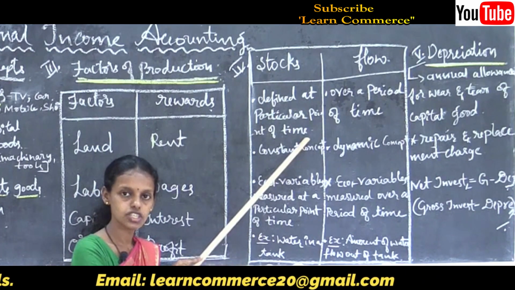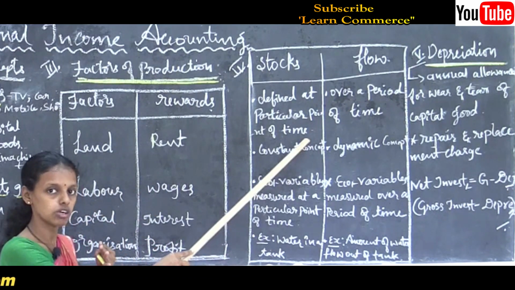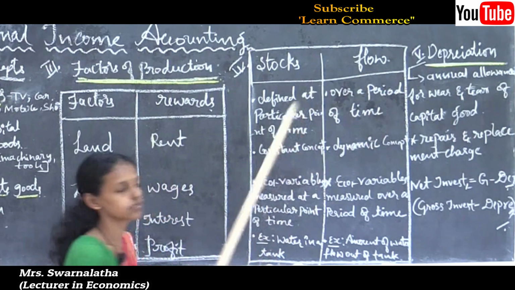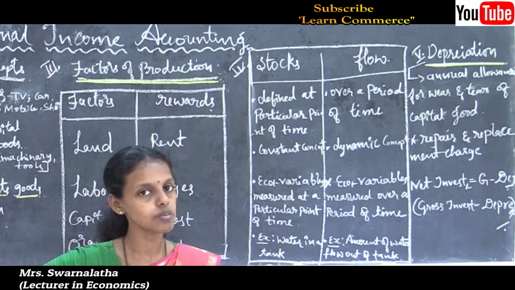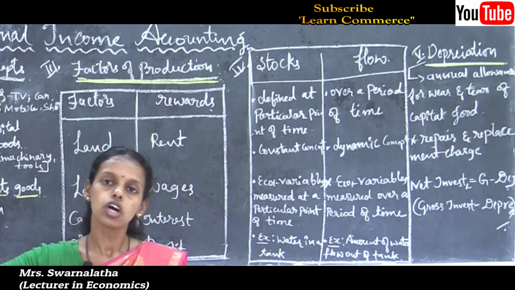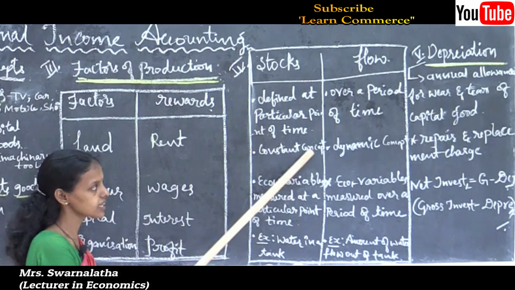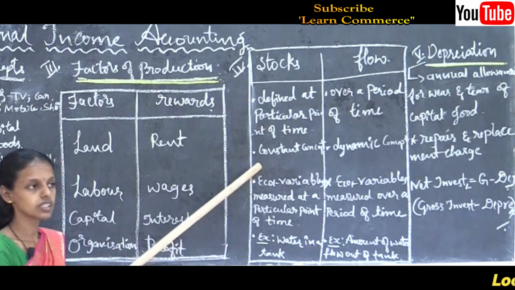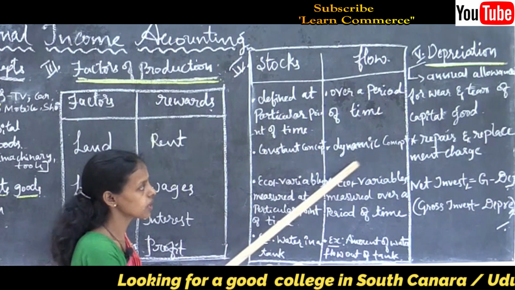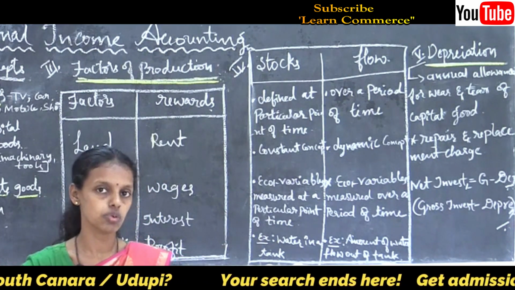While calculating national income, stocks are used at a particular point of time, but flows are defined over a period of time. Flowing incomes are not taken for calculating national income, as it will take a long period of time. The stock is a constant concept, meaning it is not a variable factor, it is a static concept, and flow is a dynamic concept, meaning a variable concept. Flows are changing over a period of time.